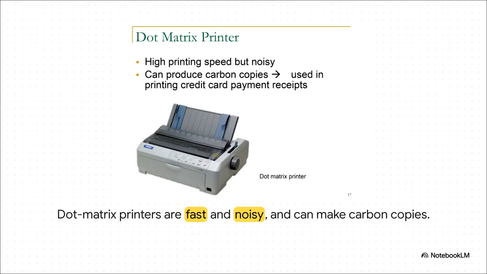First up, we have the dot matrix printer. These things are totally old school. They work by physically smacking these little pins against an ink ribbon, which is why they make that classic, super loud printing sound. But their big trick is that the impact can create carbon copies, which is why you still see them used for things like invoices and receipts.